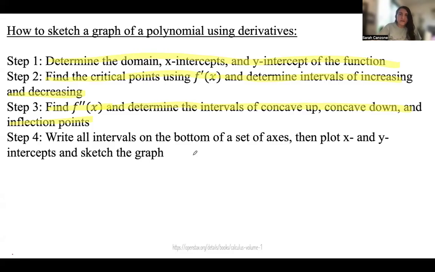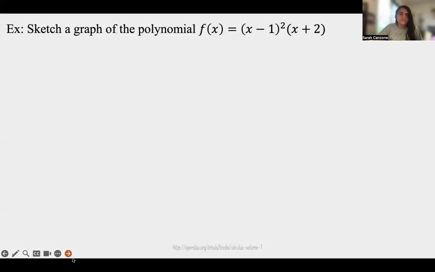Once you find all of that information, my suggestion, this is just my suggestion, is to write all of your intervals on the bottom of your set of axes and then plot your x and y intercepts and then sketch the graph. So I'm going to go ahead and show you exactly what I mean by that.